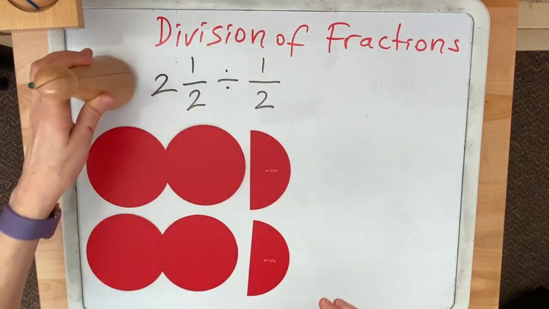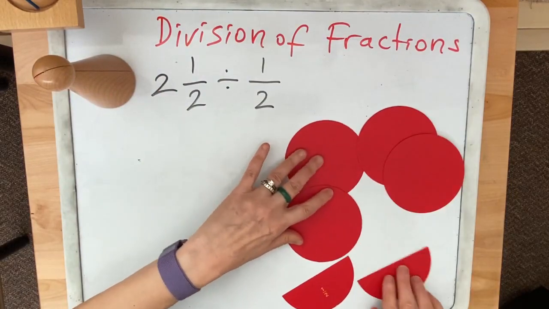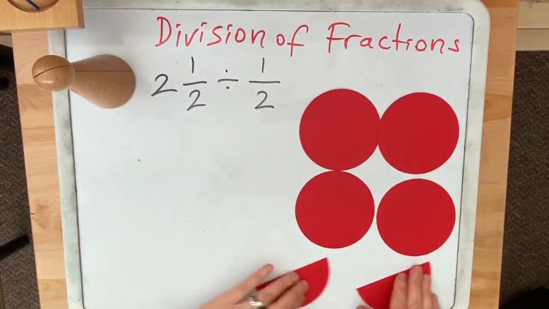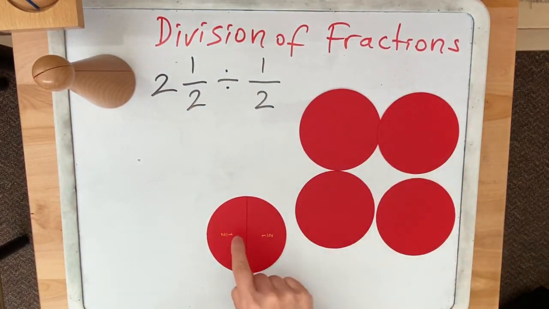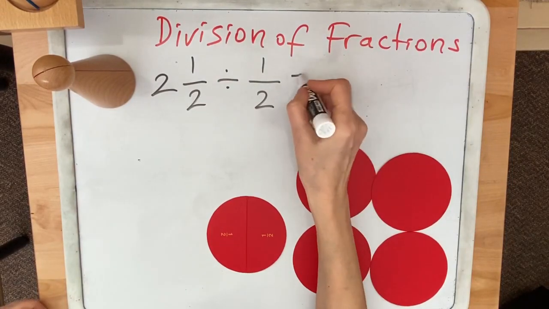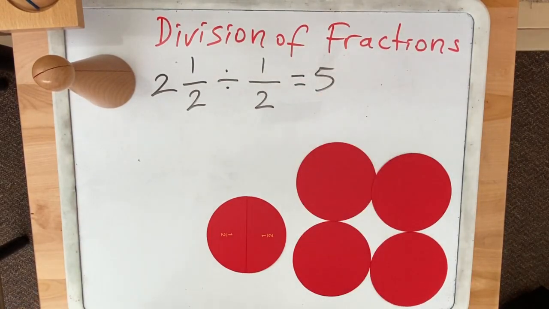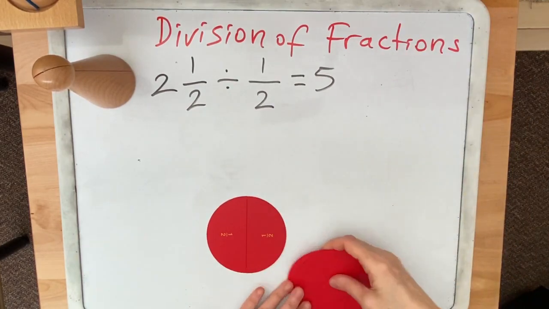And make them into 1 whole Skittle, and then add these parts. So 1, 2, 3, 4, 5. My quotient is 5. Again, I didn't really divide, but I actually multiplied.